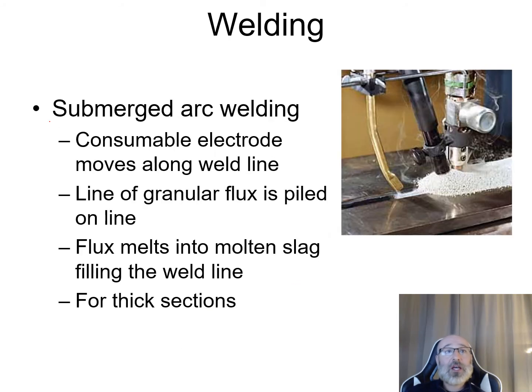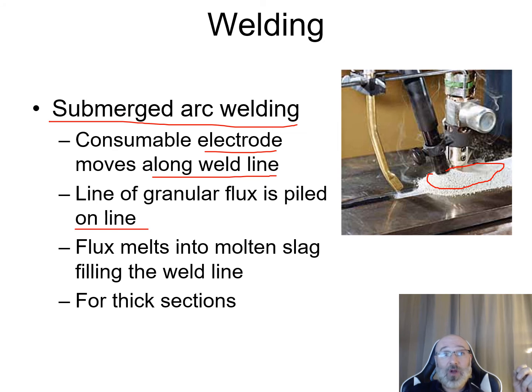Next, we'll take a look at the details of our submerged arc welding. Within our submerged arc welding, we have a consumable electrode that moves along the weld line, and a line of granular flux is going to be piled up on that line. So we can see that granular flux right there piled up as we're moving along that line. The flux melts into the molten slag, filling the weld line, and this is used for thick sections.